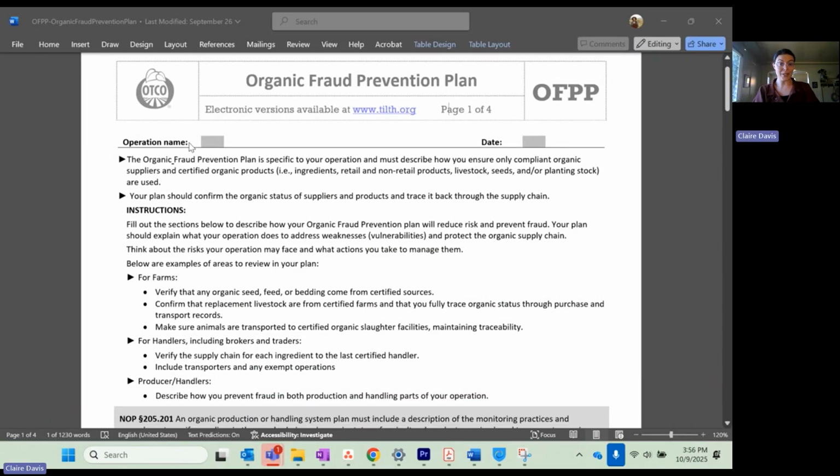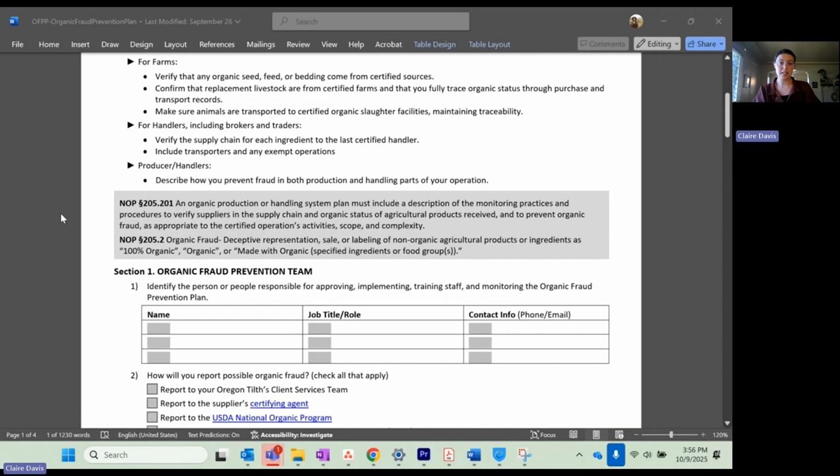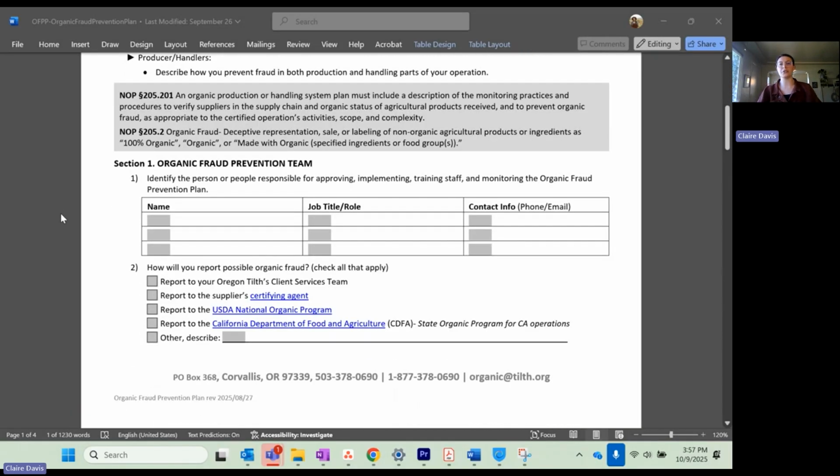So again, as always, start with your operation name and the date at the top. And then for section 1, tell us who on your staff is responsible for this fraud prevention plan. Include their job title or job titles and contact information. This is anyone who's informed about the fraud prevention plan, who understands your supply chain and can speak to the control points and the fraud prevention methods.